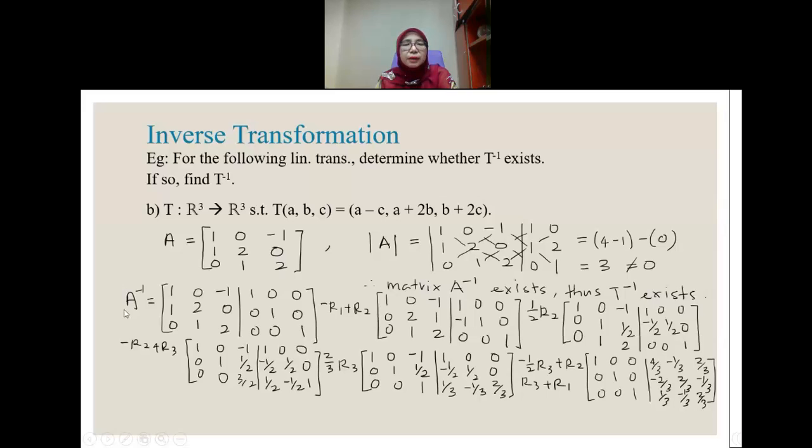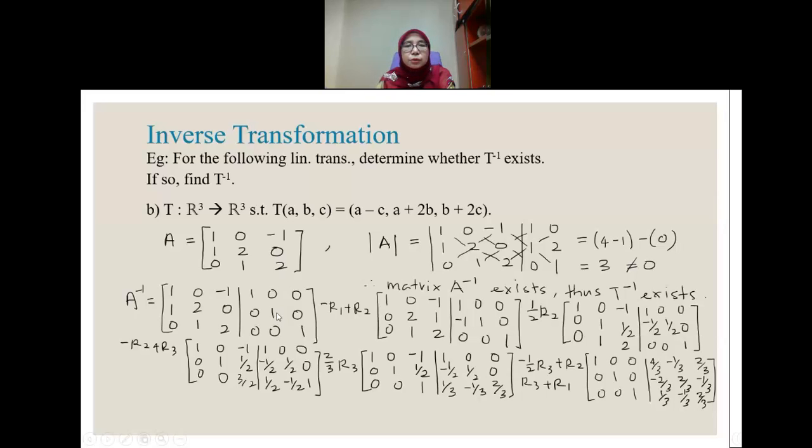After that, find A inverse. This one is a 3 by 3 matrix, so you can use row operations or the adjoint method. The adjoint method involves the cofactor matrix, so make sure you get the correct cofactor matrix. Here I use row operations. This is matrix A, and this is the identity matrix.